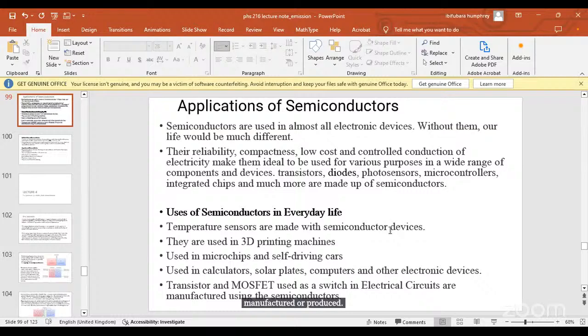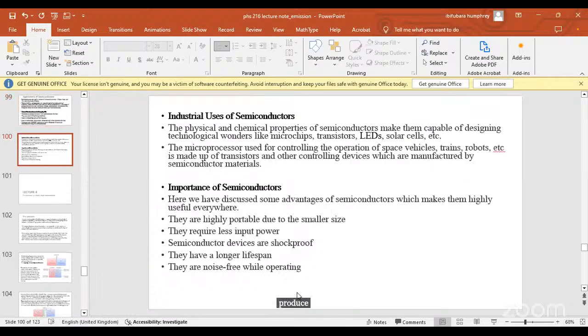They are used in 3D printing machines, microchips and self-driving cars, calculators, solar plates, computers, laptops, and other electronic devices. Your cell phones are all made up of semiconductors. Then transistors and MOSFETs used as switches in electrical circuits are all produced using semiconductors.